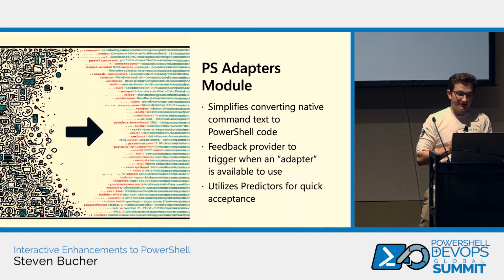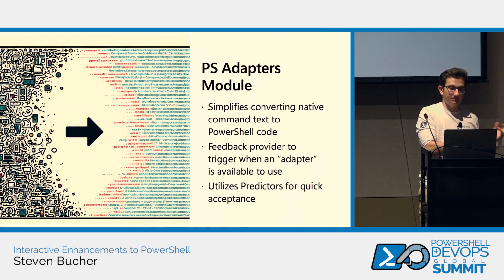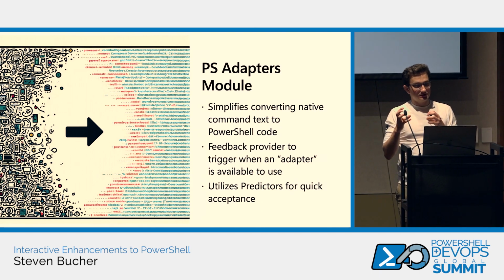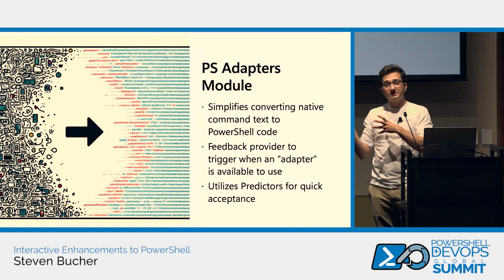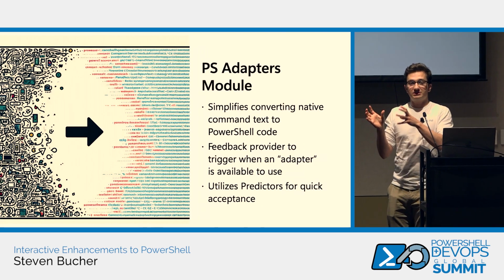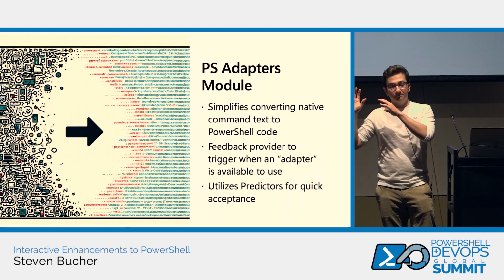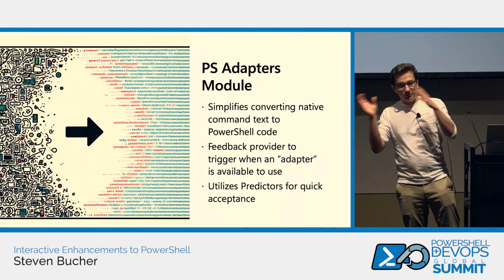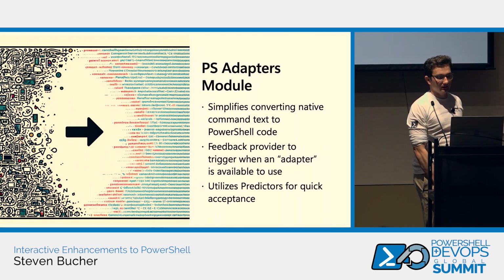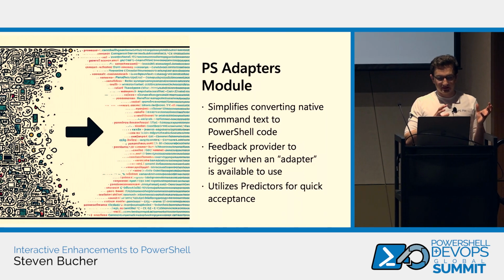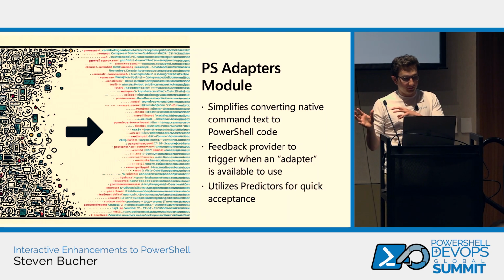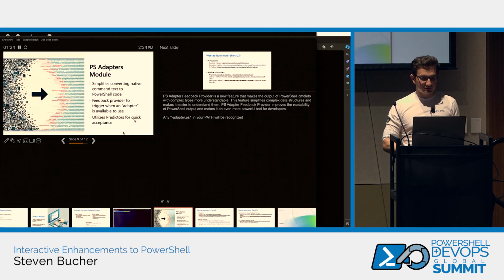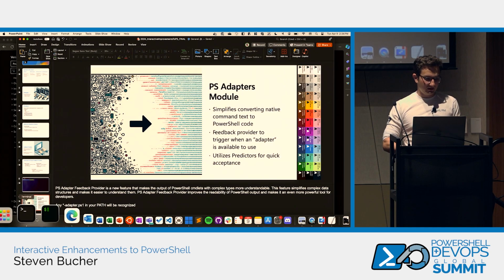And so, like I said, it simplifies converting native command text to PowerShell objects. It triggers when an adapter is available to you. So adapters are scripts that can be written that just take an input and then convert it to PowerShell. So you can do it based on the different capabilities. Of course, it utilizes the predictor interface. Let's just jump into the demo so it will make a lot more sense.